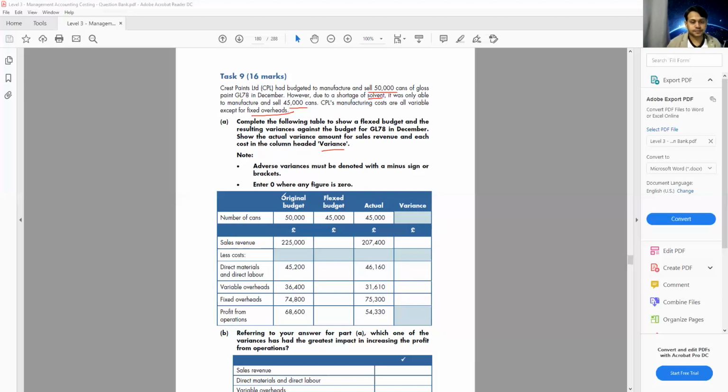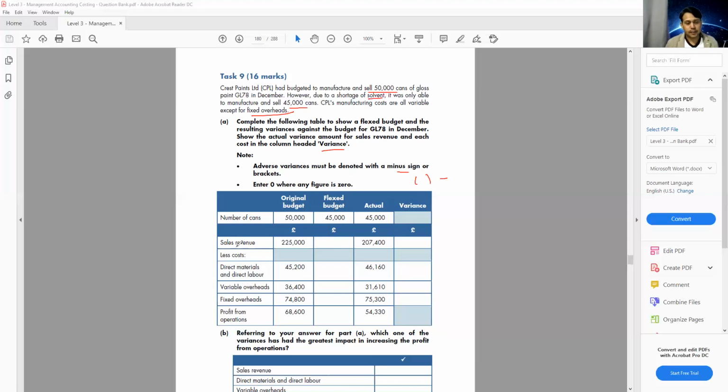The adverse variance must be denoted with a minus sign or brackets. So if it is adverse, you have to show minus or brackets, anything you like. Enter 0 where any figure is 0. So you need to put 0 if something is 0. Let's read this question and do it together. First, you have the original budget. You're going to follow the original budget to complete the flex budget. So let's do this one.